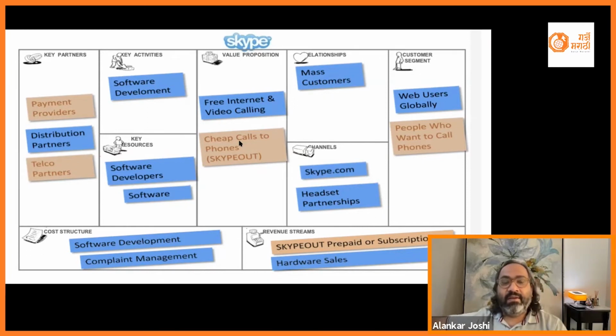And obviously their key activities, now coming to the left side of the BMC, the main thing really was building the applications and the software for enabling this internet-based video calling, right? So that was the key activity, and resources were basically the developers and the software that was developed. And then they had to build this whole partnership network with payment providers, telco partners, as well as distribution partners to enable the whole BMC to actually work.